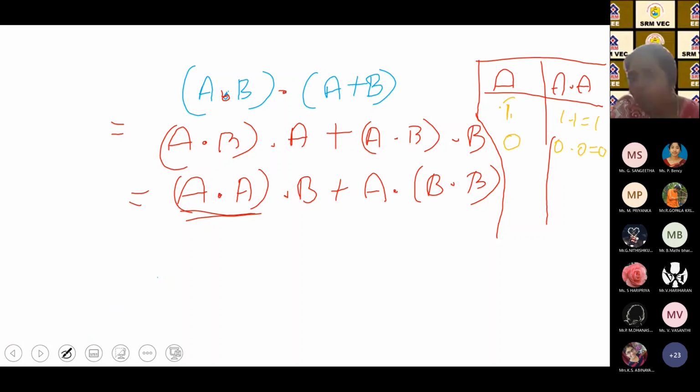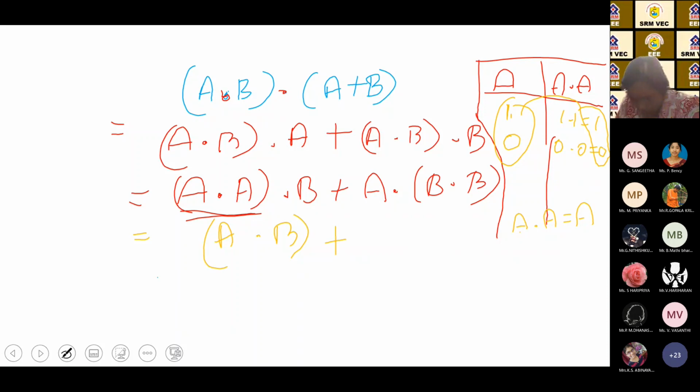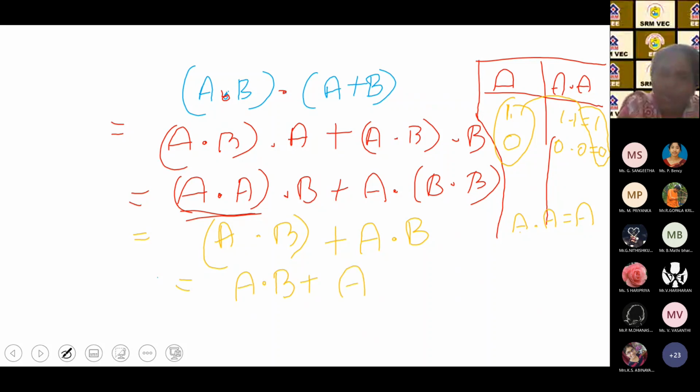Whatever the A is, it is repeating here. Am I right or not? So from this truth table, we can write that A dot A is equal to A, whatever the variable. So A dot B plus A dot B plus B. If A into A is equal to A, then B dot B is equal to B. So what is that now? A dot B plus A dot B.